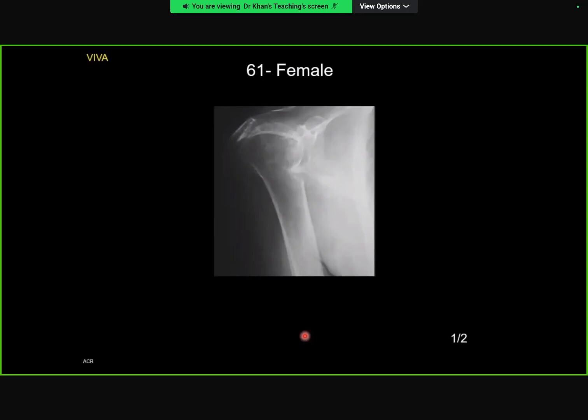The joint space is unclear, but I think there are some erosions in the articular surface. So my differential diagnosis is maybe Milwaukee shoulder, maybe Charcot joint. These are my top differential diagnoses. Why do you say Charcot joint? I can see deformity, I can see osteopenia. So Charcot is without osteopenia, by the way. Right, yeah. So maybe septic.